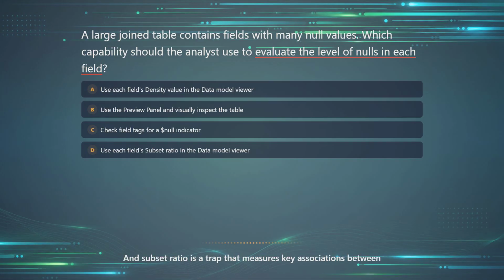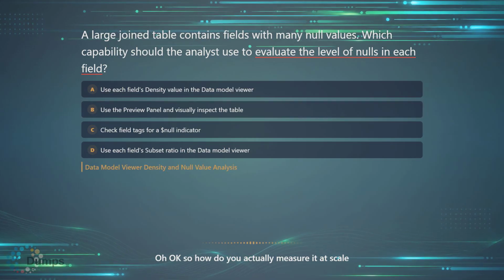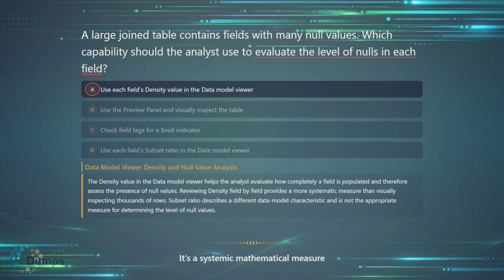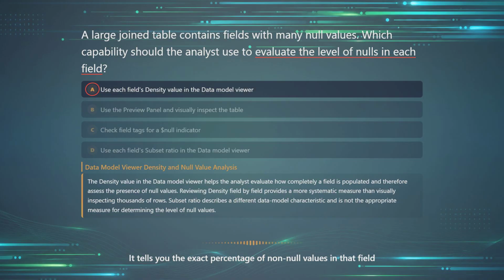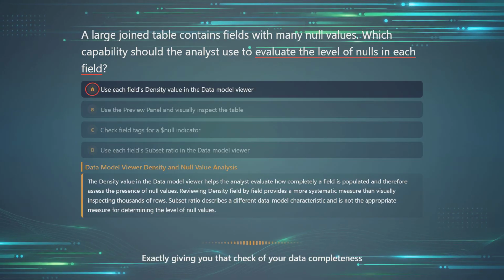And subset ratio is a trap. That measures key associations between tables, not nulls. Oh, okay. So how do you actually measure it at scale? You check the density value in the data model viewer. It's a systemic mathematical measure. It tells you the exact percentage of non-null values in that field. Giving you an immediate health check. Exactly. Giving you that check of your data completeness without all the manual labor.